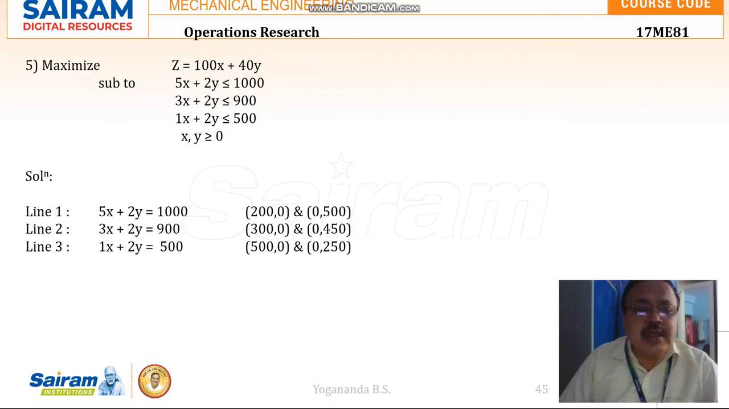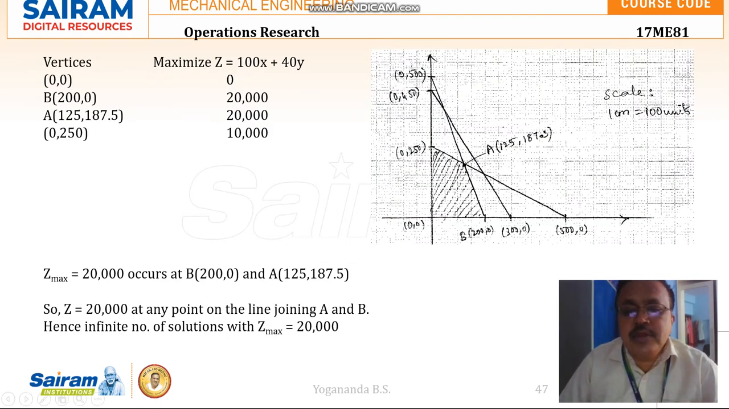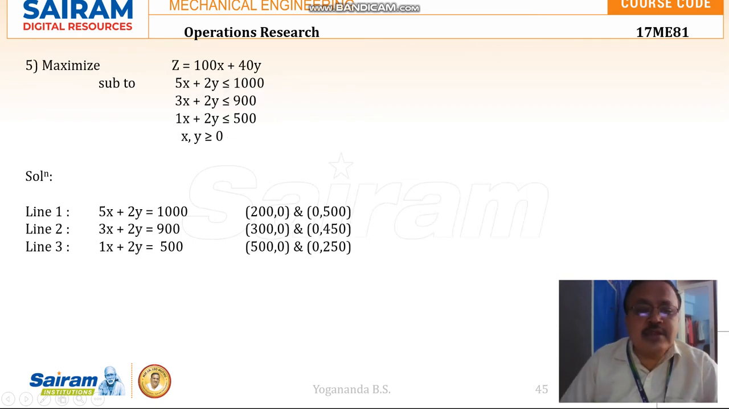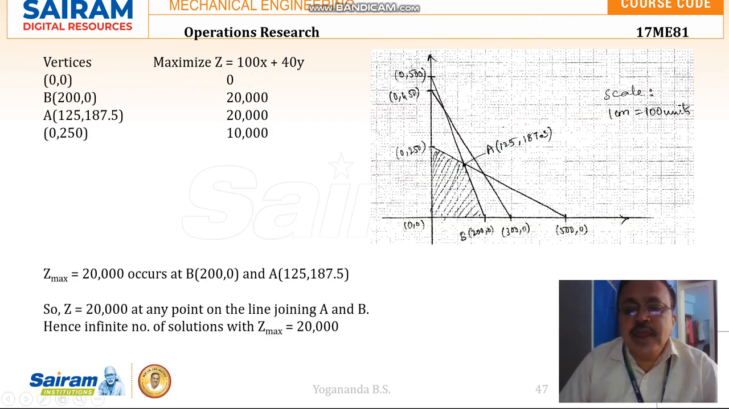Then the next constraint is line number 2 with the coordinates 300 comma 0, 0 comma 450. So 300 comma 0 here and 0 comma 450. Those 2 points are joined here. Then the third constraint with the coordinates 500 comma 0, 0 comma 250. So 500 comma 0, 0 comma 250. Those 2 points are joined.